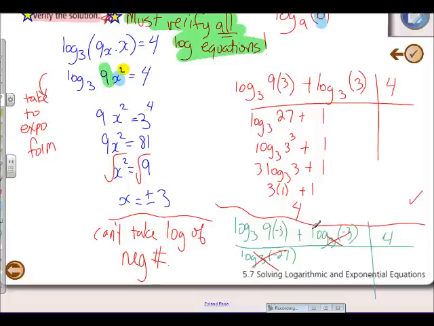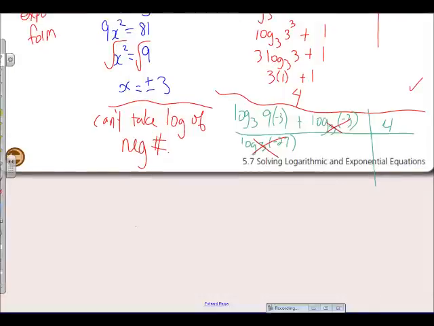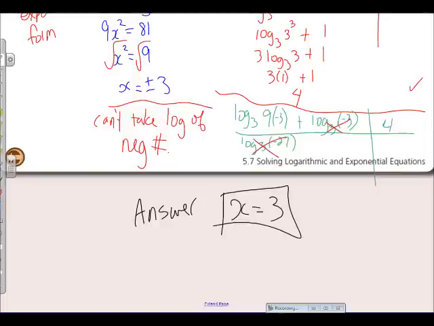And that's because of our domain. Our domain has to be greater than 0. The asymptote stuff. That's why we did all the work with our graphs first. You can't take the log of a negative number. x equals negative 3 is a no-go. So our only answer is x equals 3. So answer, x equals positive 3 only, not the negative 3. The negative 3 is extraneous. It's an extraneous answer.